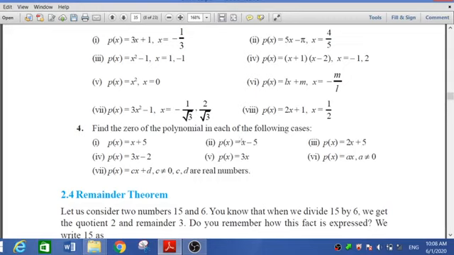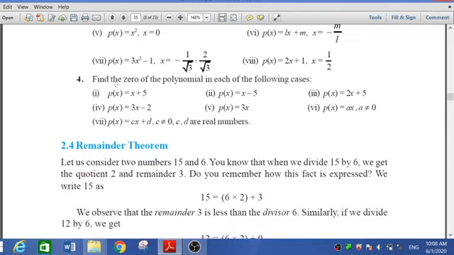Now question number 4. Find zeros of the polynomial in each case. Already we have discussed zeros of a polynomial, that is simple. I think I have to complete all the sums here. So x plus 5, we write x plus 5 is equal to 0. Therefore x equals minus 5. That is my answer. Here x minus 5 is equal to 0. Second, x minus 5 is equal to 0.